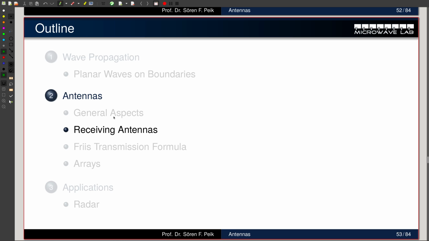Okay, so that's it about the general aspects of antennas. Next is talking about receiving antennas, which are in general the same as general antennas, but there are some specialties to it, and that's what I'm going to split into a different session.